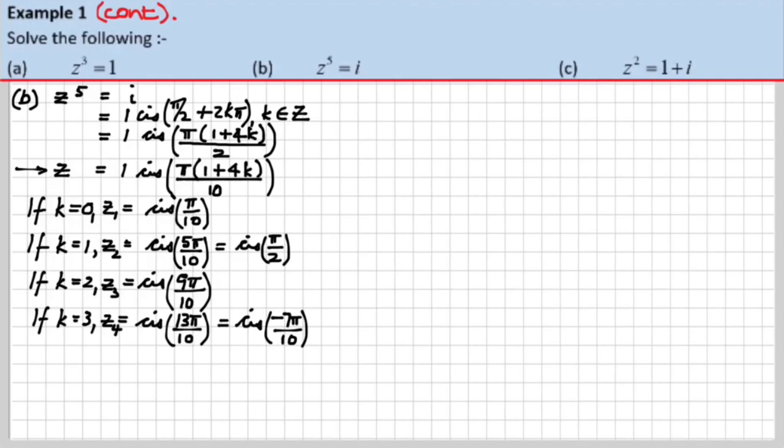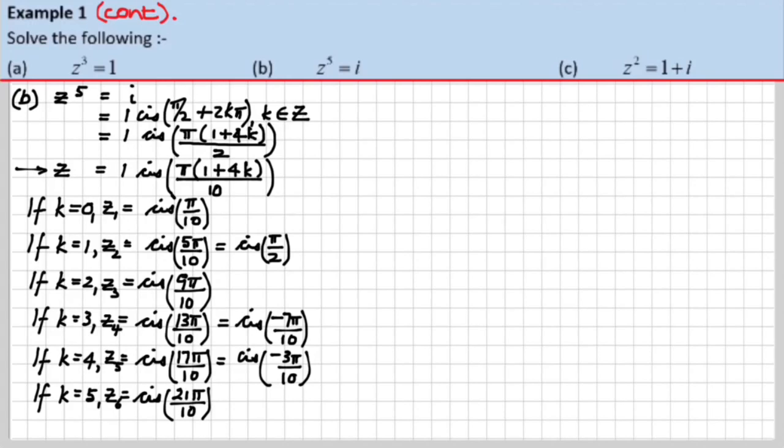The way you do that is you just subtract 2 pi from this number, and then you'll get your answer. If k is 4, we get the fifth root, cis 17 pi on 10. Subtract 2 pi from that to put it in principal argument form, that would be minus 20 pi on 10, which would give cis of minus 3 pi on 10.